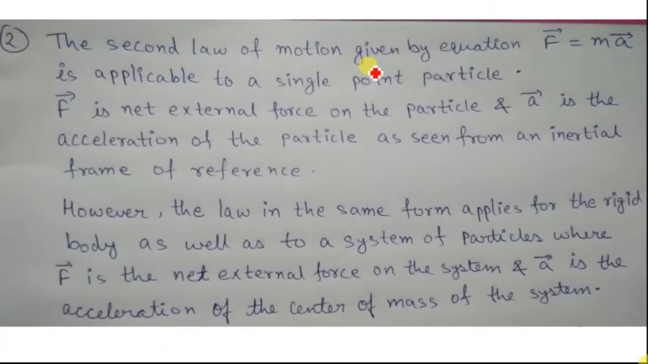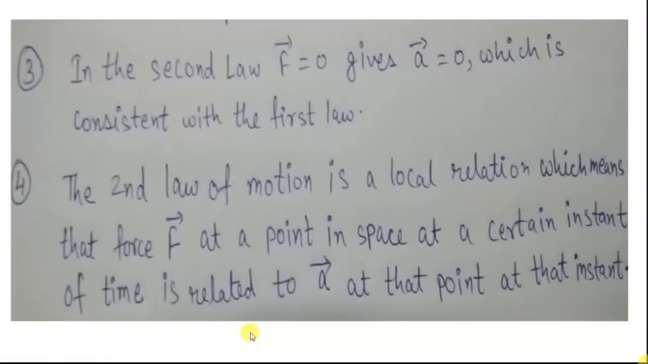The second law of motion given by the equation F equal to ma is applicable to a single point particle. F is the net external force on the particle and a is the acceleration of the particle as seen from an inertial frame of reference. However, the law in the same form applies for a rigid body as well as to a system of particles, where F is the total net external force on the system and a is the acceleration of the center of mass of the system.